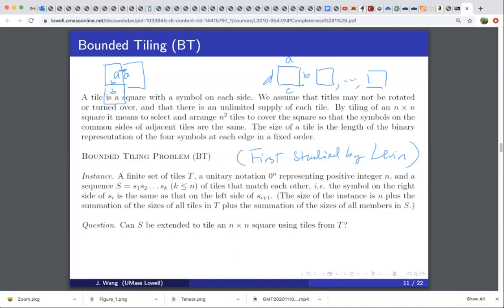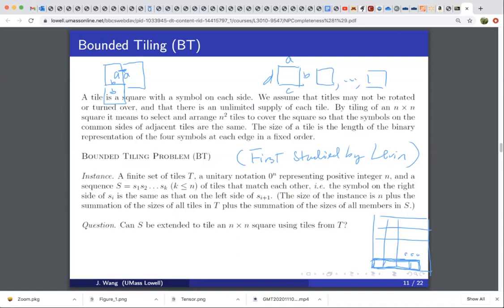And then you are given an n by n square. Not only that, I also have an initial matched tile sequence. So this part is already matched. Then I want to see whether I can extend this partial matched tiles to cover the entire n by n square. So that's the bounded tiling problem.